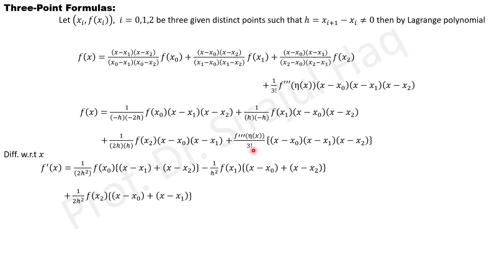Look at this term. One term, second, third, fourth. So there are four terms to find the derivative. I don't know an explicit relation for eta. But remember, x is hidden here. You can use the chain rule.